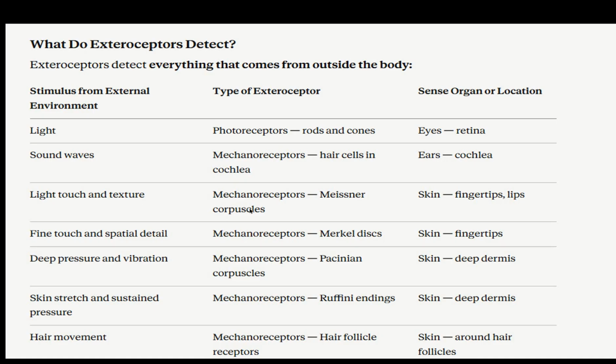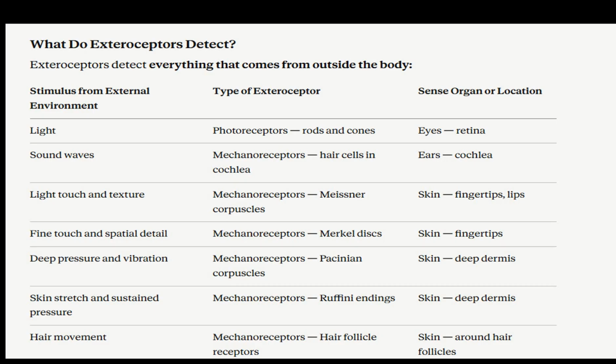Then we have light touch and texture, mechanoreceptor, Meissner's corpuscles, skin, fingertips and lips. Then we have fine touch and spatial detail, mechanoreceptors, Merkel discs, skin and fingertips. Then we have deep pressure and vibration, mechanoreceptors, Pacinian corpuscles, deep dermis. Then we have skin stretch and sustained pressure, mechanoreceptors, Ruffini endings, skin and deep dermis.